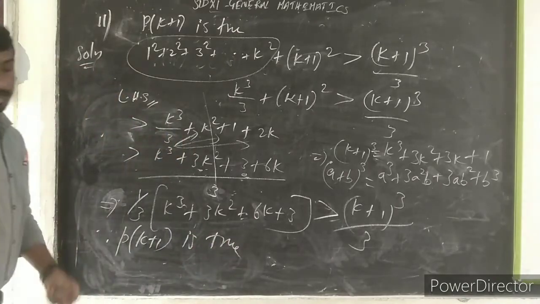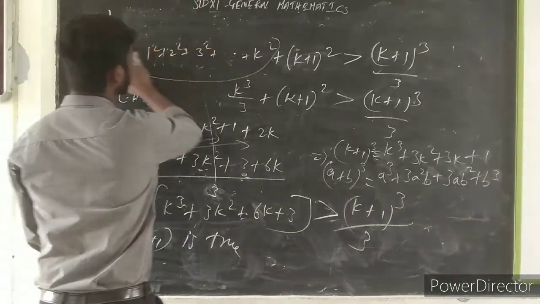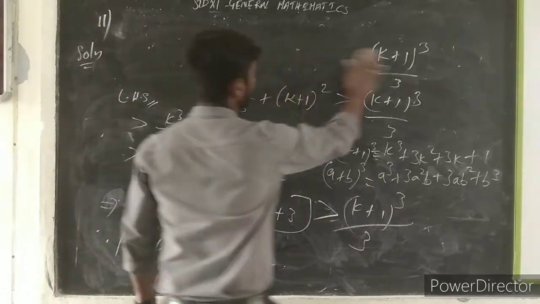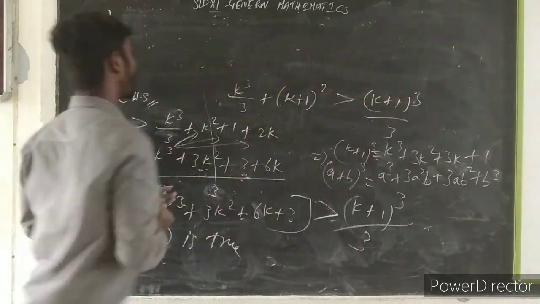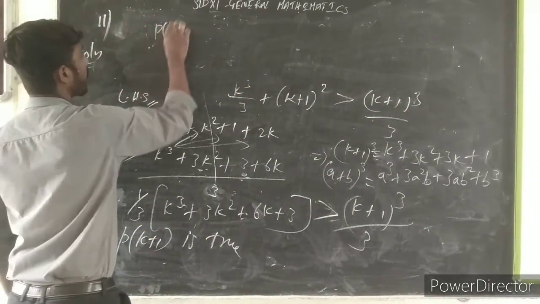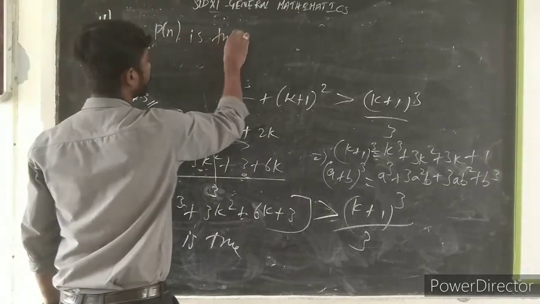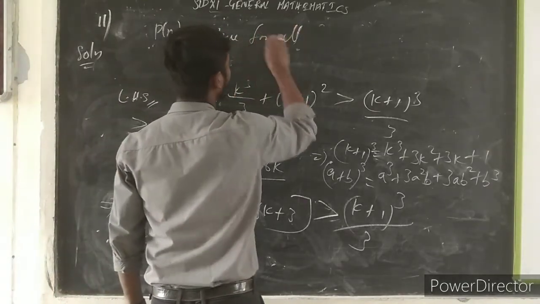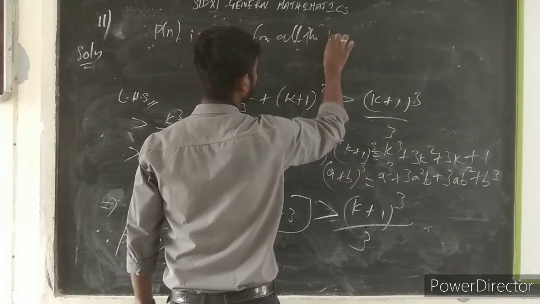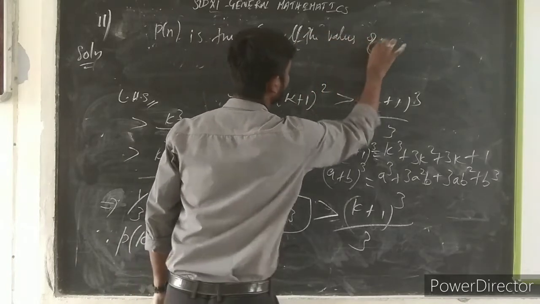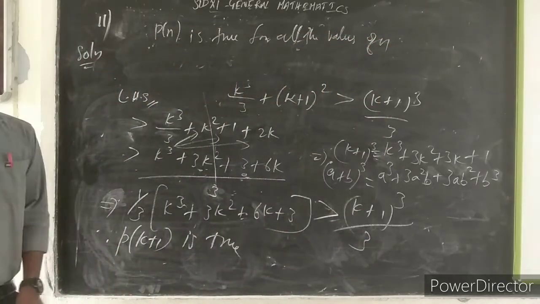So now we write the conclusion: P of n is true for all values of n. Okay, understood children?